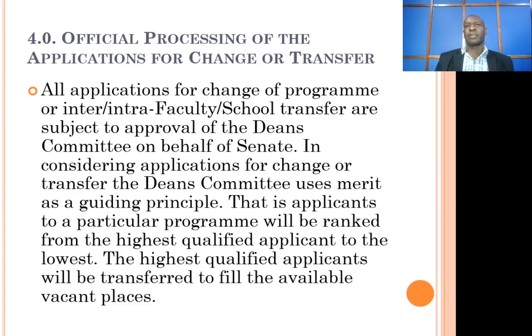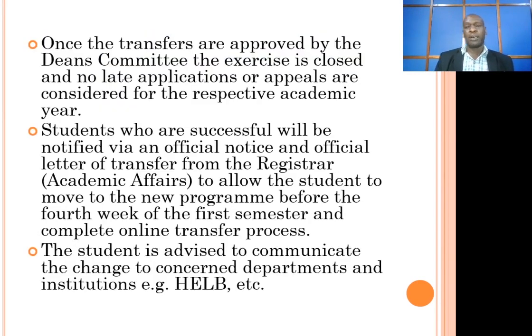So if, for example, the vacant positions are 5 and we have 5 or more people who qualify, they will take the highest 5. Once the Dean's Committee has confirmed those who qualify and meet the vacant positions, the Dean's Committee approves, and then the exercise is declared closed, and no late applications or appeals are considered for that respective academic year.